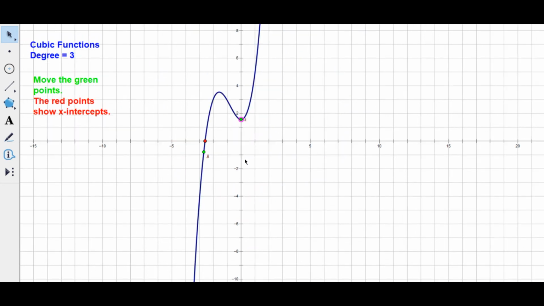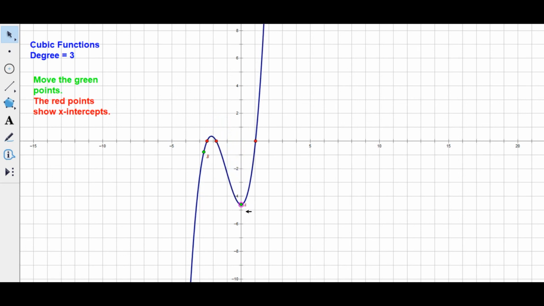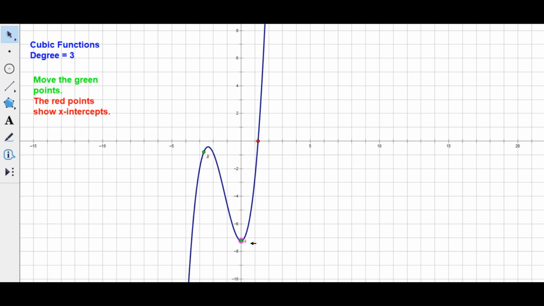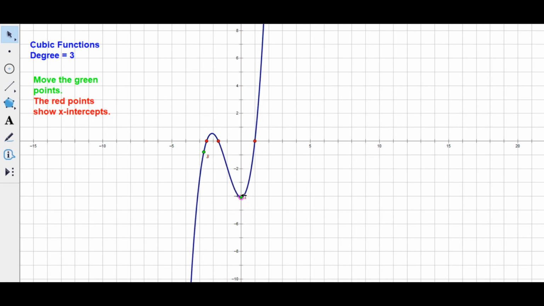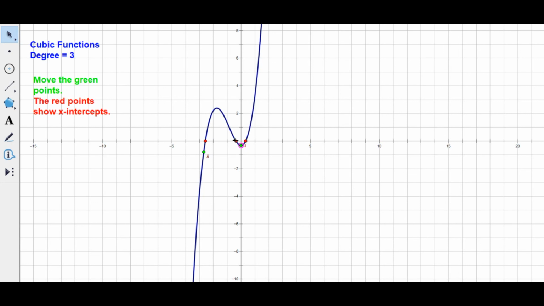Looking at a third degree polynomial, right now I have 1 x-intercept. If I change this a little bit, I can get 2 x-intercepts. I can continue down, I get 3 x-intercepts. I can't get any more than that, so this third degree polynomial has a maximum number of 3 x-intercepts. Here I have 2 extrema points. I have a local max here and a local min here.